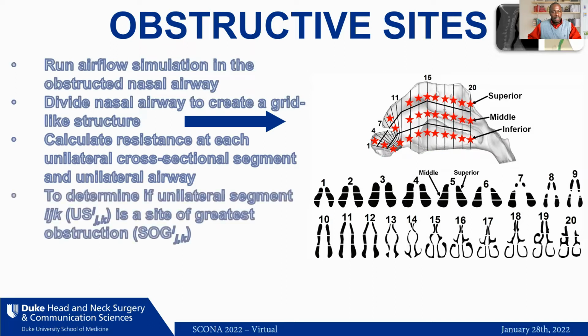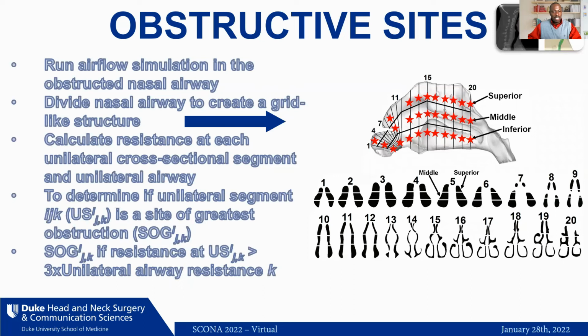To determine if a unilateral segment is a site of greatest obstruction, that segment has to be greater than 3 times the unilateral airway resistance. In this case, I represents the vertical cross sections going from 1 to 20, and J represents the different regions: the superior region, middle region, and inferior region. While K is the unilateral side, left side or right side.